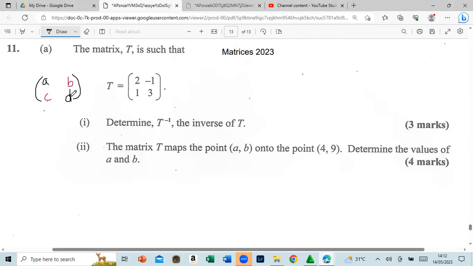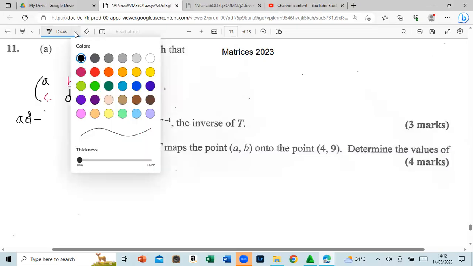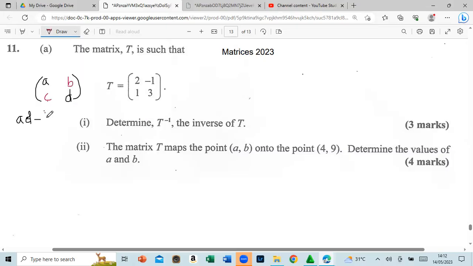To get the determinant, it's going to be AD, and I'm definitely color coding it because I want you guys to see what's happening. So it's A times D minus B times C. So this is what we call the determinant. So we have to do that first, and to get the final answer, we put 1 over the determinant, and then we multiply by what we call the adjoint.